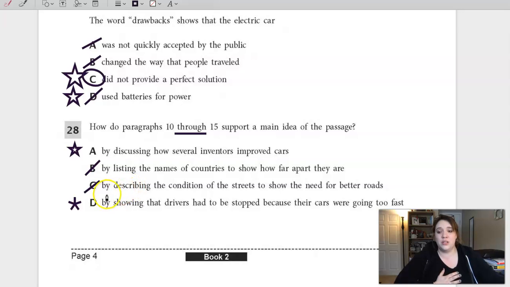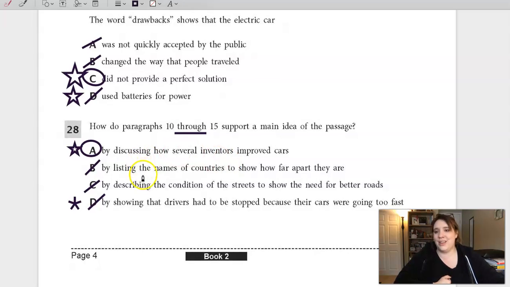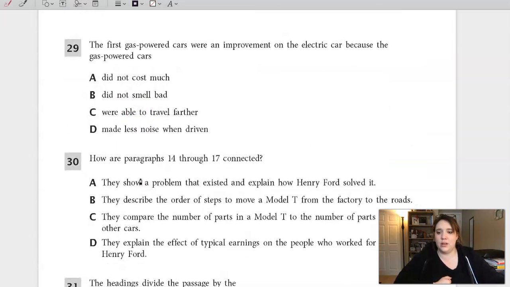So for this one, we can get rid of D. And that leaves us with A. Now, before I know it's right, let's see if it reads the right way. By discussing how several inventors improved cars. Well, it did. So we know that A is our correct choice. So down here, the first gas-powered cars were an improvement on electrical cars because gas-powered cars did not cost much.